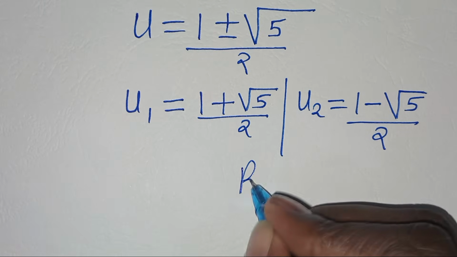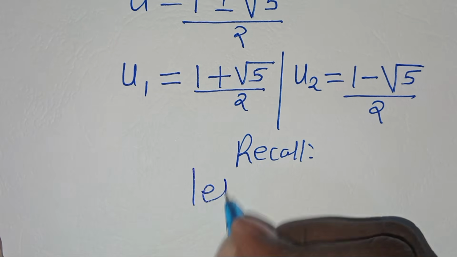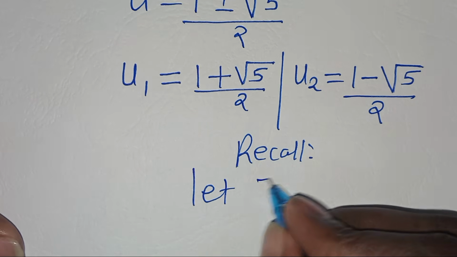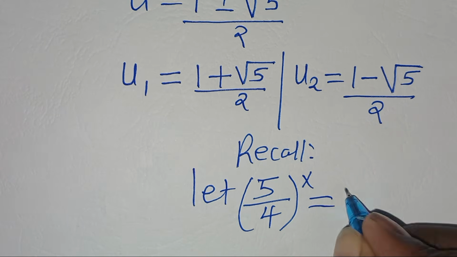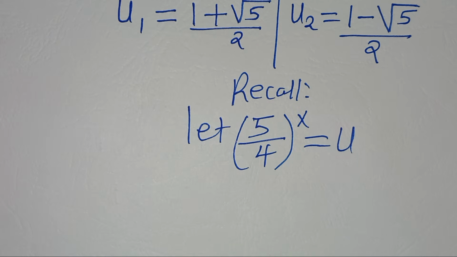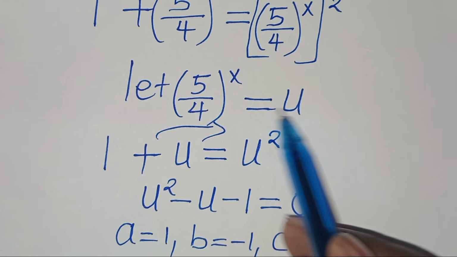Now, if you recall, we have seen that we let 5 over 4 raised to the power of x be equal to u. As you can see here, 5 over 4 to the power of x is equal to u.